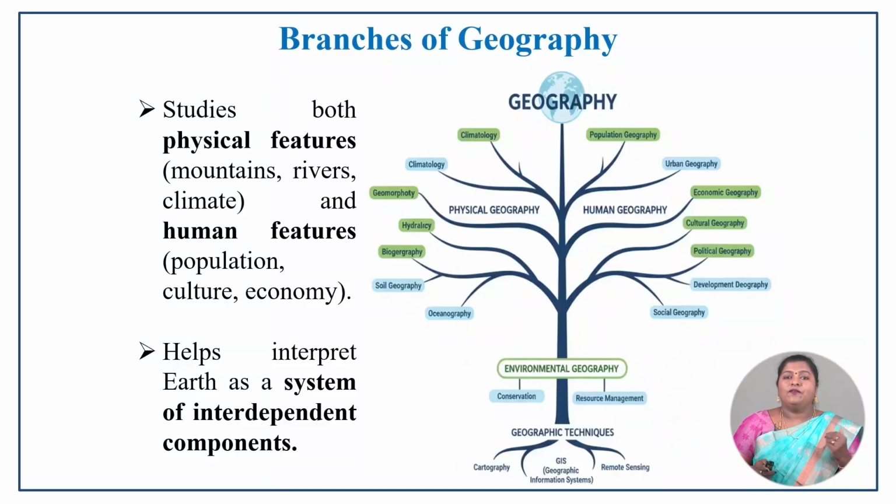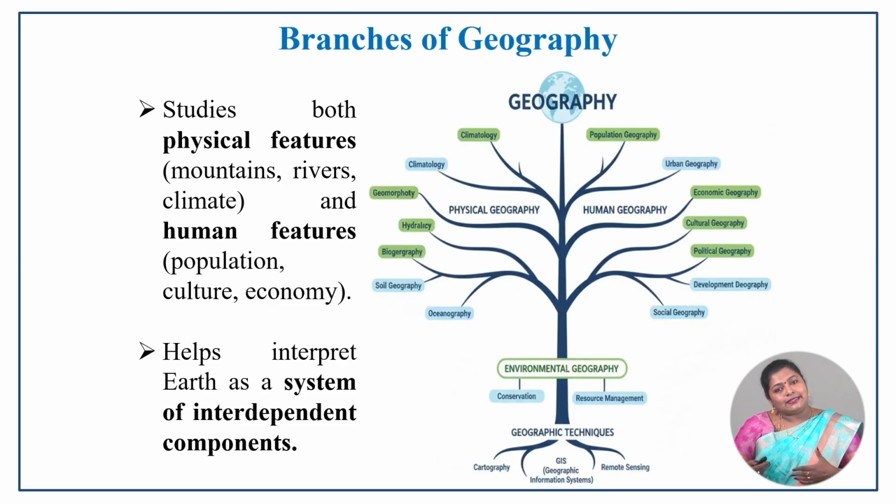Branches of geography. The geography subject has 2 major branches. First one is physical geography. The physical geography name itself implies that it deals with physical features. It has some sub branches also, that is geomorphology, hydrology, climatology, oceanography, biogeography.